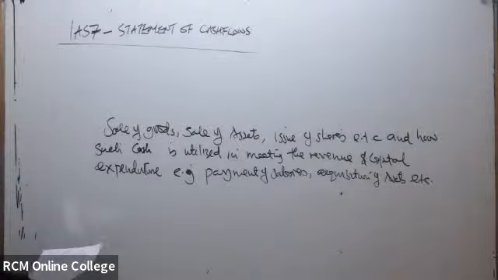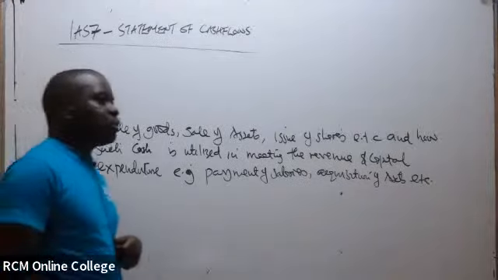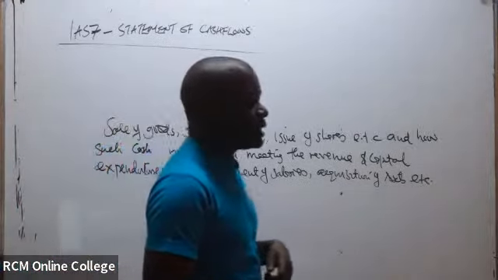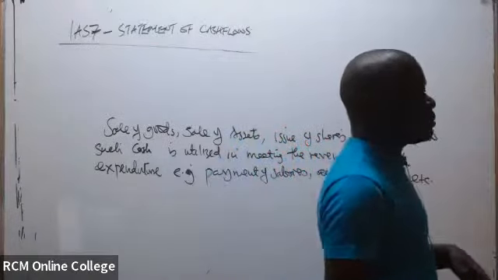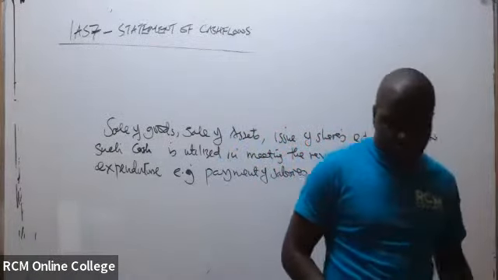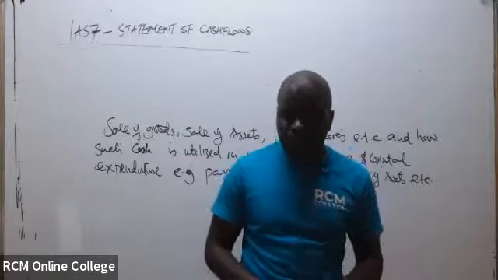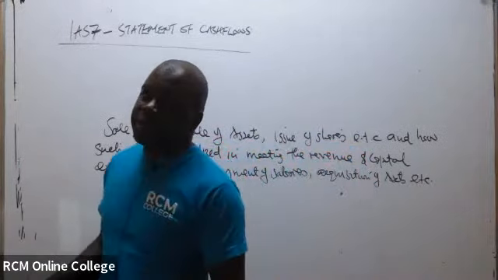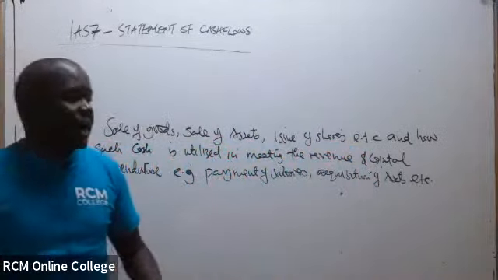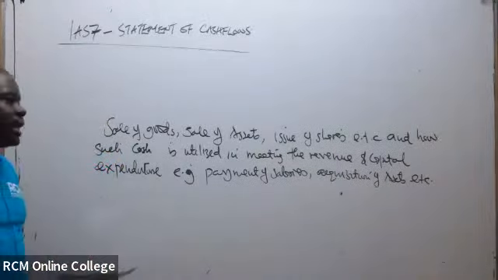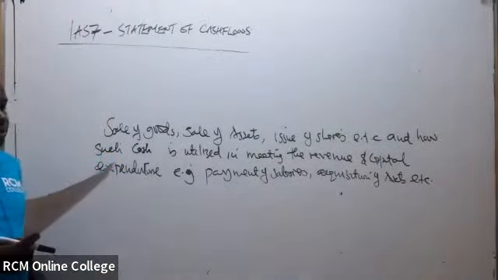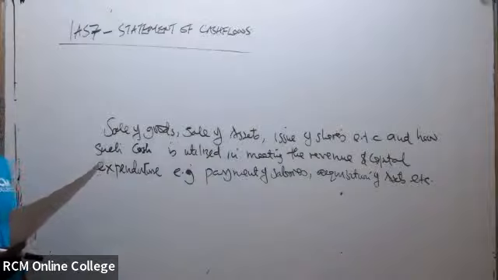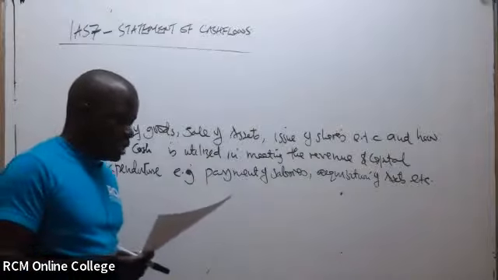Either you've sold an asset, either you've sold goods, either you've sold what? Shares. And also this statement of cash flow will also be able to show how cash is moving out. Maybe you've paid salaries. Maybe you've ended up having to buy an asset. You've purchased an asset. So it will be able to show all those.